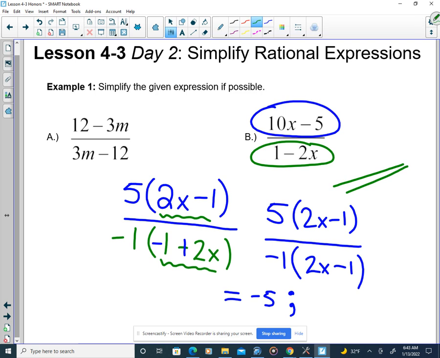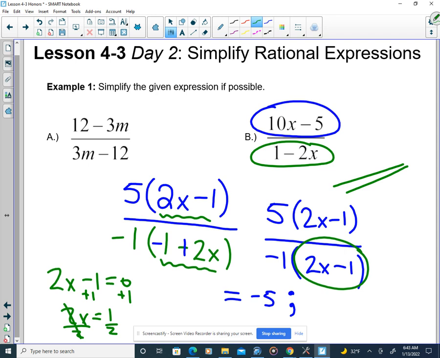So what we can do is take the factors in our denominator that have x, set those equal to 0, and then solve that equation. If we add 1 on both sides, we get 2x equals 1. Divide by 2, we get x equals 1/2. So our answer is negative 5, where x cannot equal 1/2.